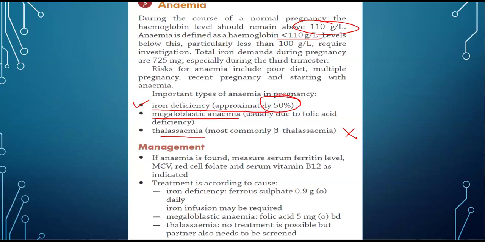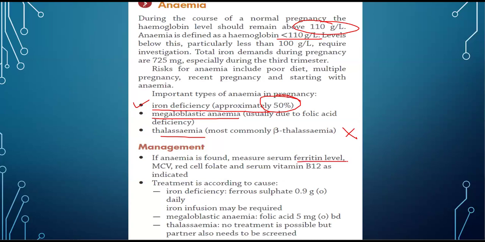So let's say that you have got a pregnant patient who is very tired, fatigued, feels short of breath, and you have checked their hemoglobin level. And you found that the patient is anemic, like hemoglobin less than 110. What will be your next investigation, guys? Yes, iron studies will be your next investigation of choice.